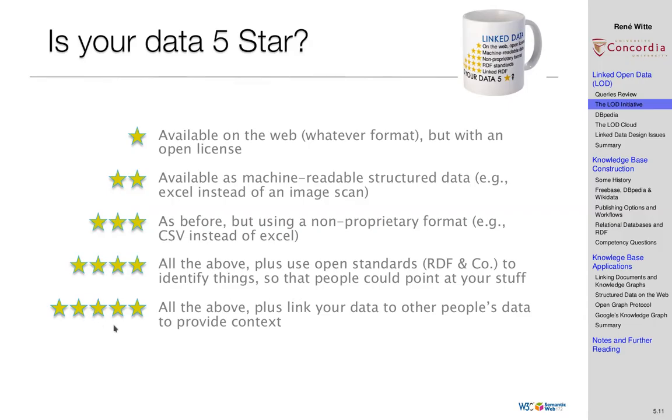And then finally, you get 5-star data if you do all of the above. You publish your data in this RDF format, open source, and you also link your data to other people's data. So for example, you link your information in your knowledge base to another knowledge base like DBpedia, so that then people can traverse and further explore the data. So those were the guidelines, and as you've seen in the video, people started both publishing data in this format and also started experimenting with what you can do with the data that is available.